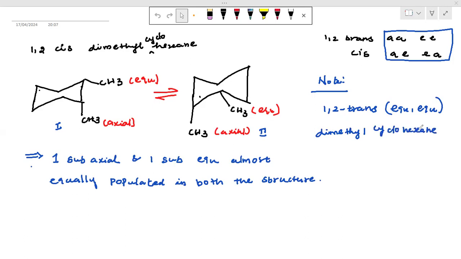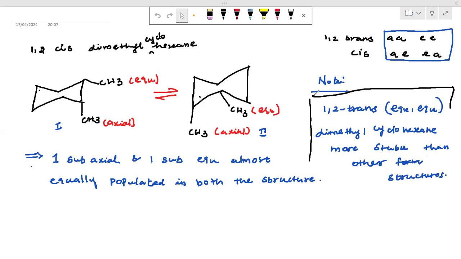1,2 trans dimethyl cyclohexane is more stable than the other forms or other structures. Okay, this is a very highlighted point. So we have completed 1,2. In 1,2, this will be the more stable compound. Okay, 1,2 is over.